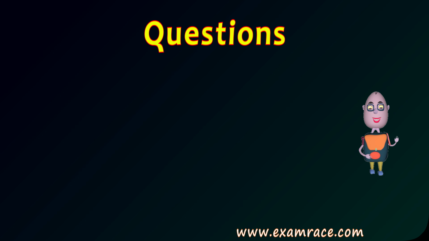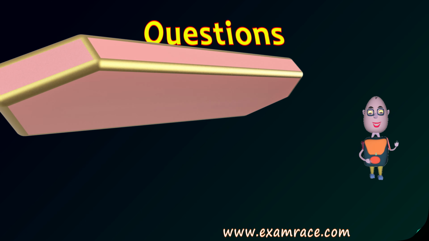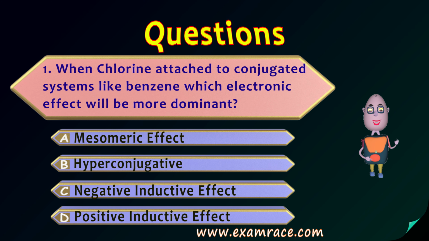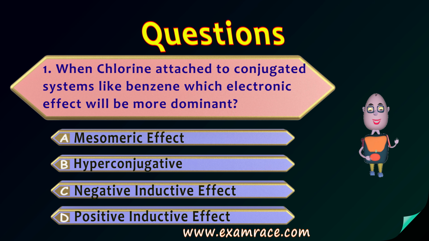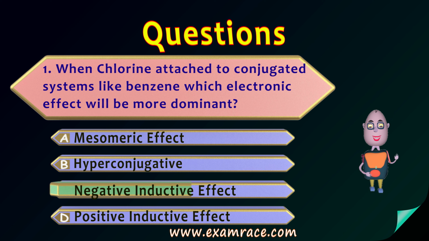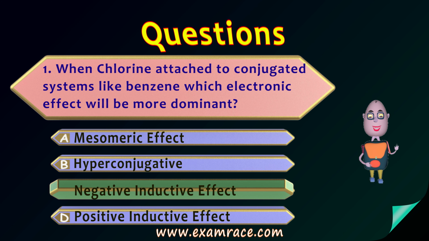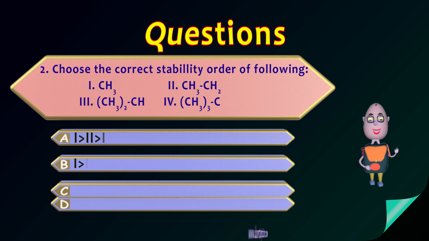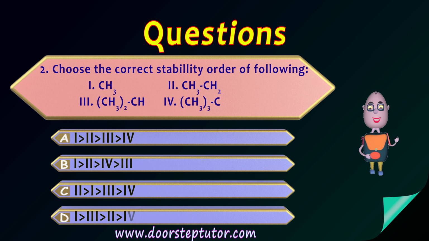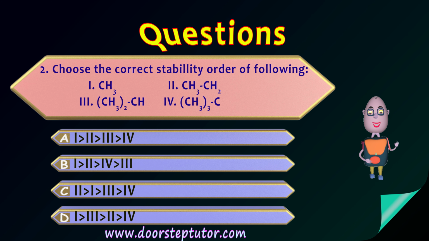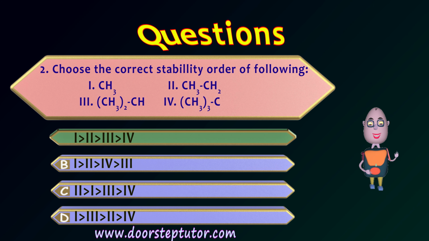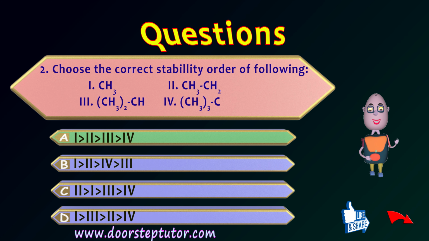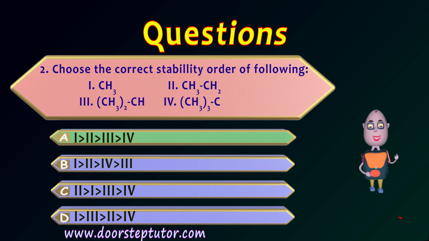Let me ask some objective questions related to this topic. The first question is, when chlorine is attached to a conjugated system like benzene, which electronic effect will be more dominant? As I have told you, that is the negative inductive effect, and in general it is the mesomeric effect. In the second question, you have to choose the correct stability order of the following molecular species. In this case, the first order is the correct one because all these are carbocations. So in this lecture we have covered all these topics.